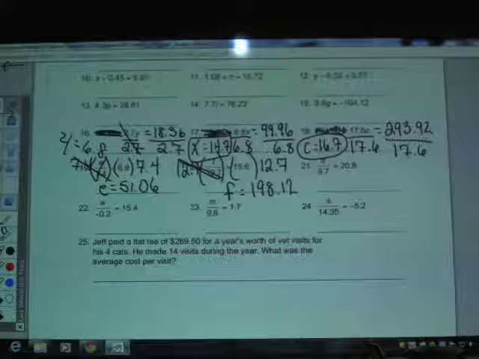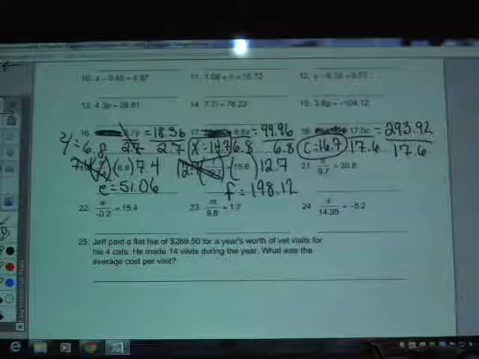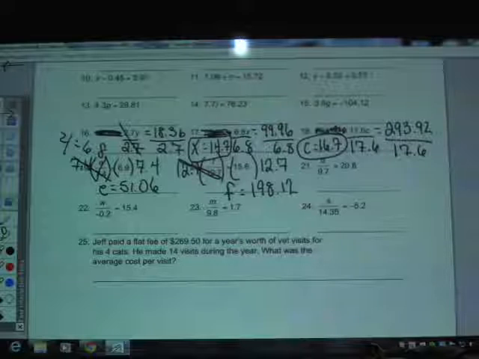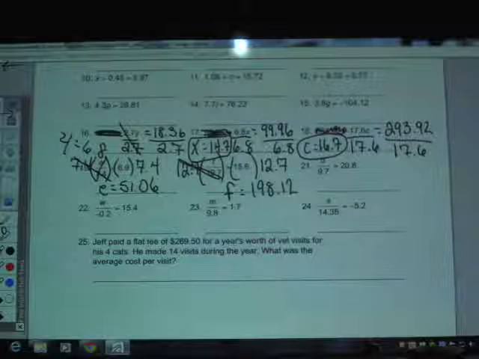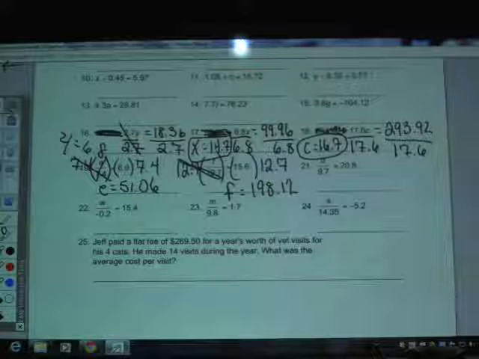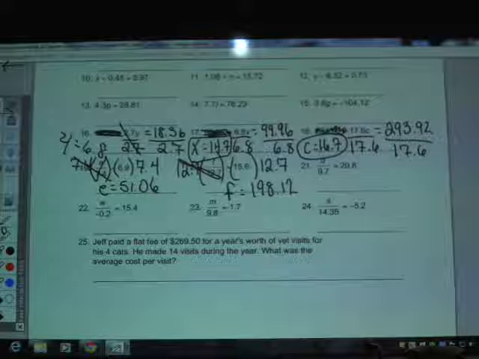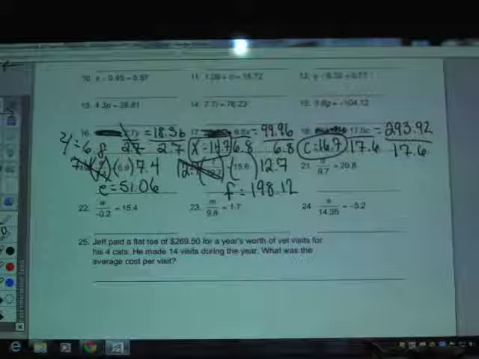All right, last one, 21. D divided by 9.7 equals 20.8. So we know variable D is in the correct spot, variable on the left. We know number 20.8 is in the correct spot, number on the right. We know 9.7 is our troublemaker here. So we're going to fix 9.7 by multiplying both sides by 9.7.